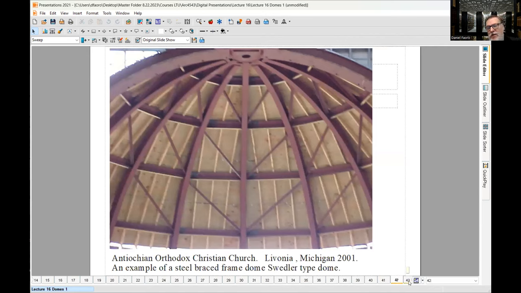This was a church under construction in Livonia in 2001. So when you look at it from the outside, you see what looks like masonry, which would have been a masonry constructed dome, but it's really not. If you got inside during construction like I did, you would see it's large steel sections that are the main arch elements and then cross-sectional elements and then diagonal bracing. So it is a Schwedler dome.